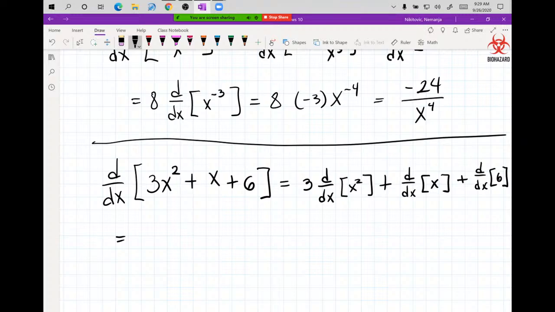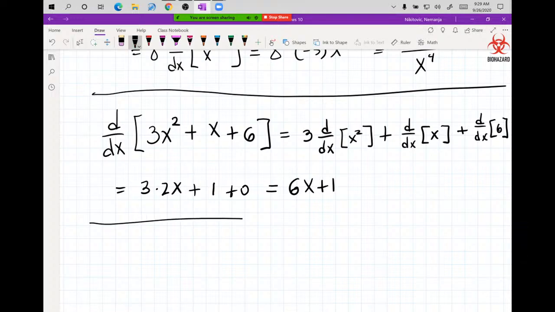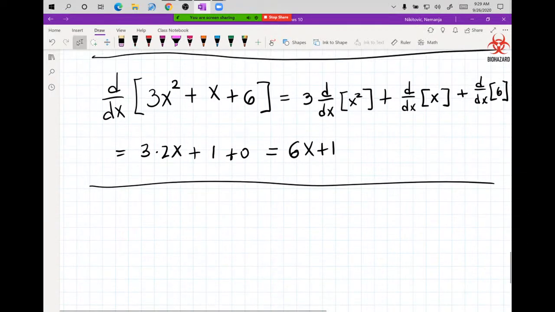So the first one is 3 times 2x plus the second one, the derivative of x is 1, and then the derivative of a constant is 0, which gives us, as you said, 6x plus 1. And that problem is solved. Now, before we go on, let's go orange.